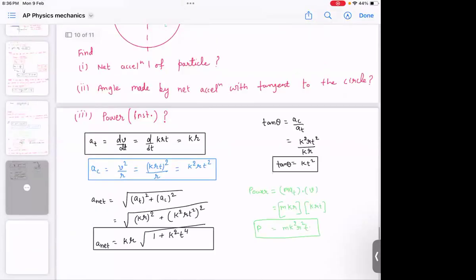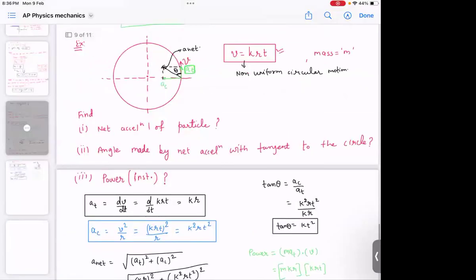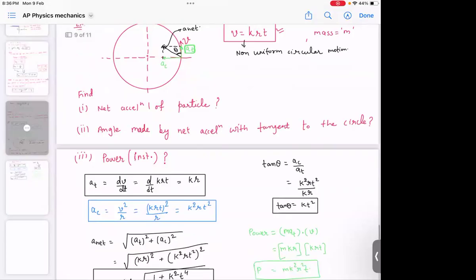Clear? Sometimes the force is not exactly along, not exactly perpendicular. So in that situation, you have to take the component of force along the velocity and perpendicular to velocity, and calculate the power of which component? The component which comes along the velocity. So these are some of the examples of power calculation.